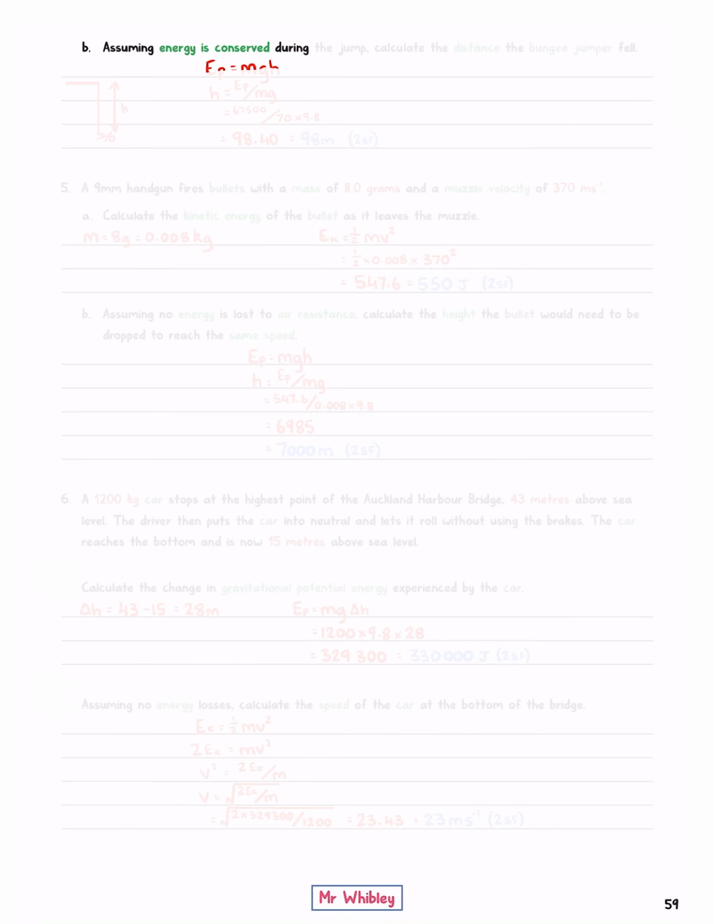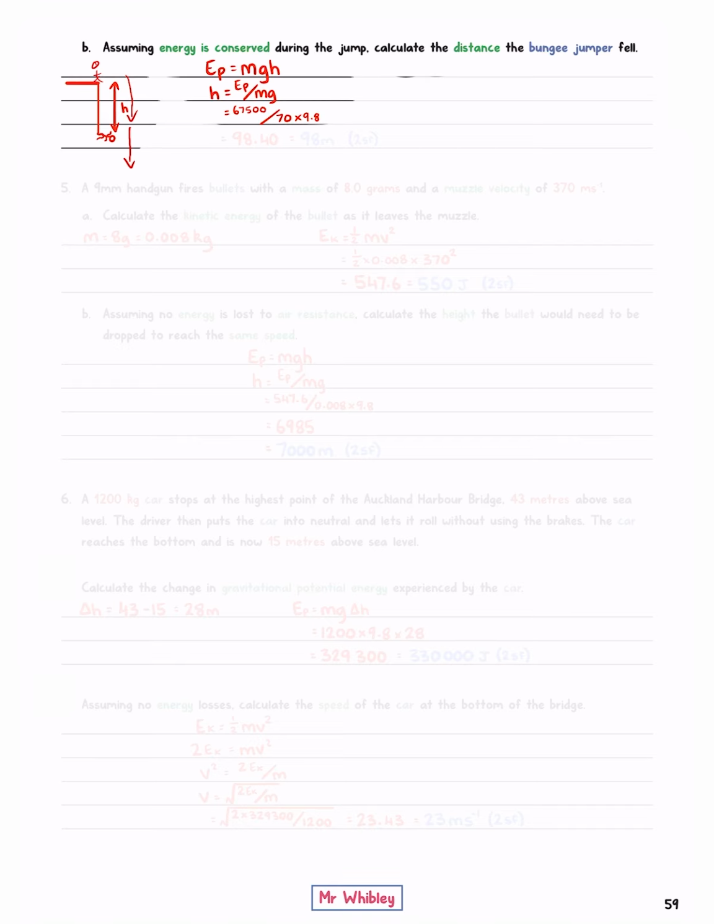Assuming energy is conserved during the jump, calculate the distance the bungee jumper fell. We know that our bungee jumper fell a certain height, and that at the top of this height they would have had some potential energy given by mgh. As they fell, this energy would be transferred into kinetic energy and then eventually end up as stored elastic potential energy in the bungee cord, which we found in the last question. And so we can solve this equation for h by dividing both sides by mg, putting our bungee energy in the equation, along with our mass and the acceleration due to gravity, gives us 98.40 or 98 meters to two significant figures.